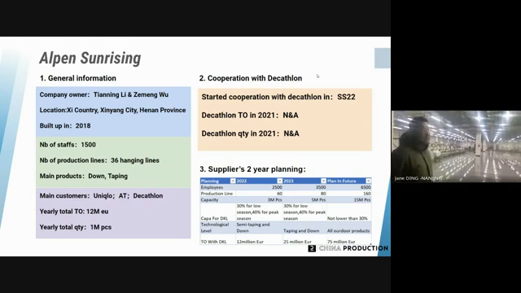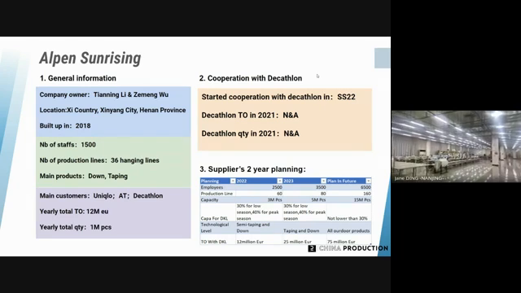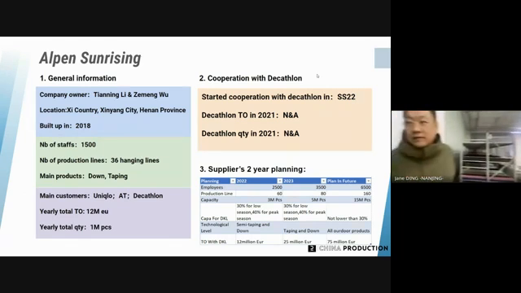And I will invite Mr. Li to give a brief introduction about their 2 years planning. So, Mr. Li, what's your next 2 years planning?